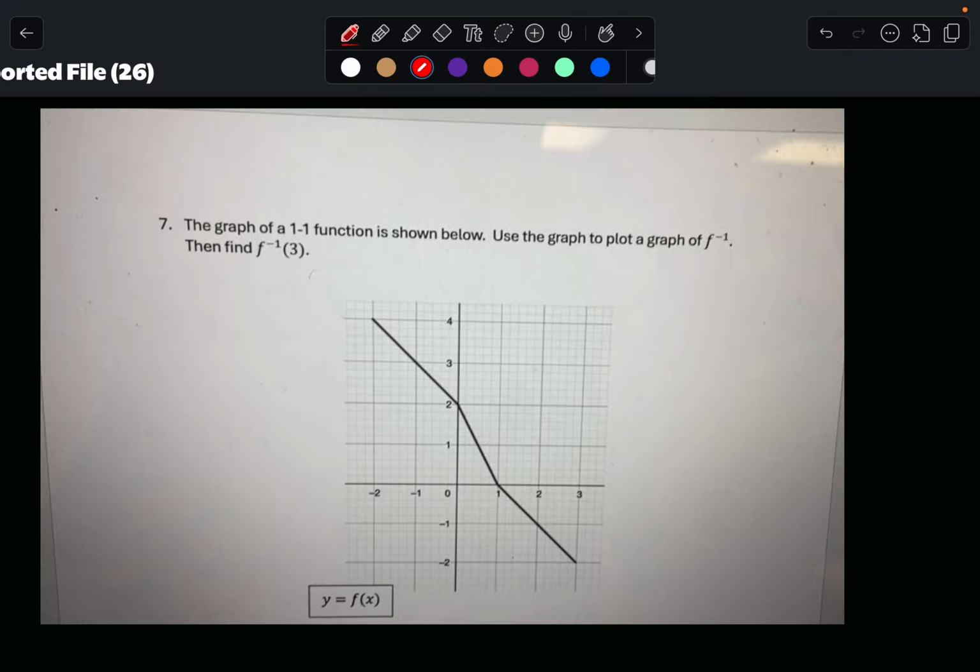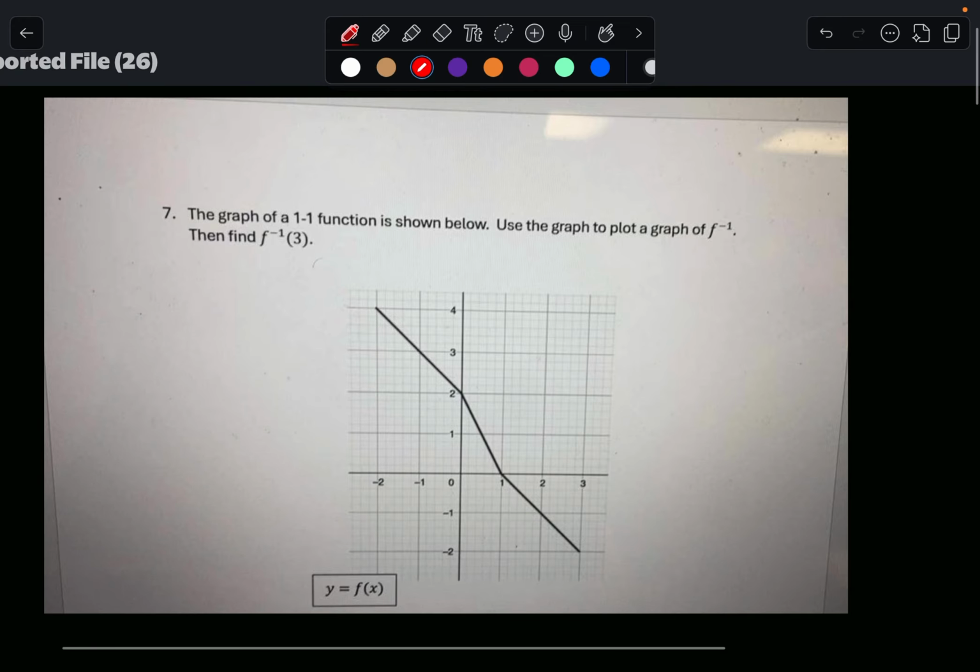I'll make this a video so you can replay it. And this is all graphing stuff. So I figured I should draw stuff out, and it'd be easier to do it like this. It wants us to use the graph to plot a graph of the inverse of f, this graph being f, y equals f of x.